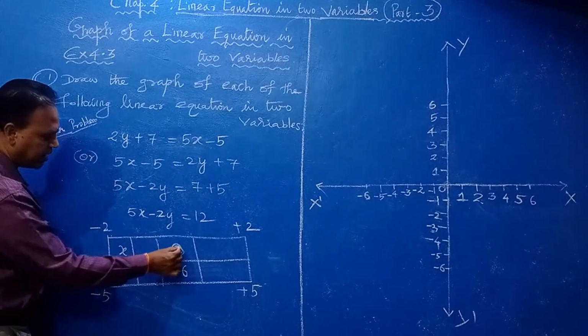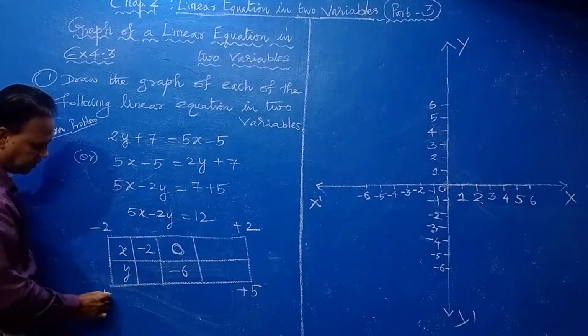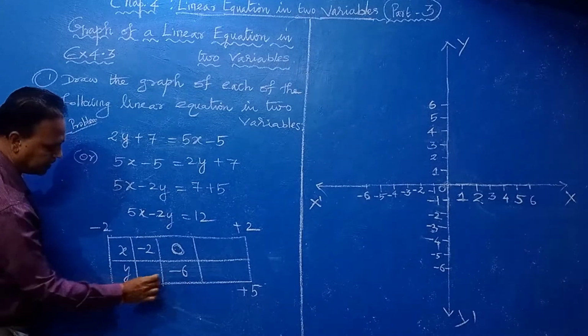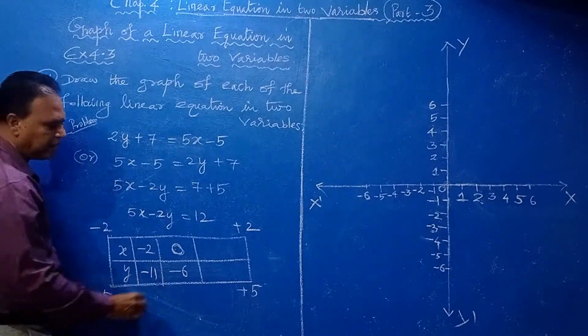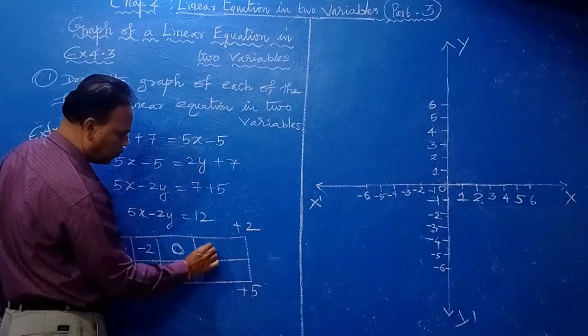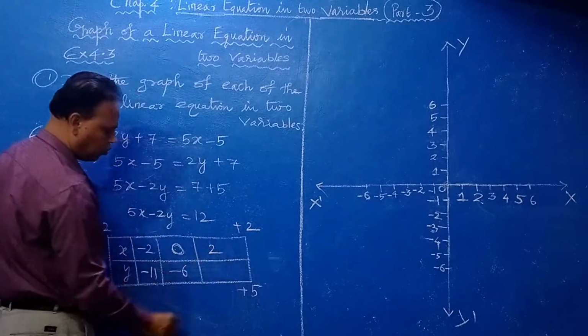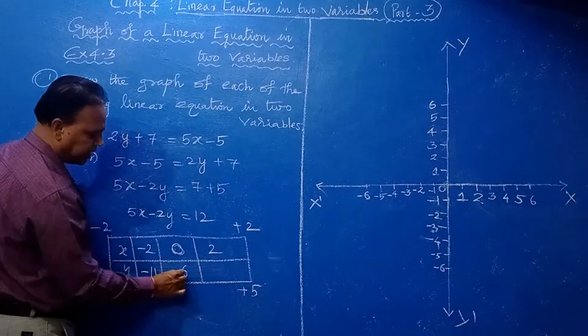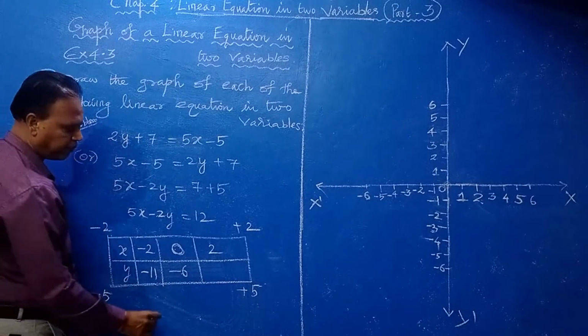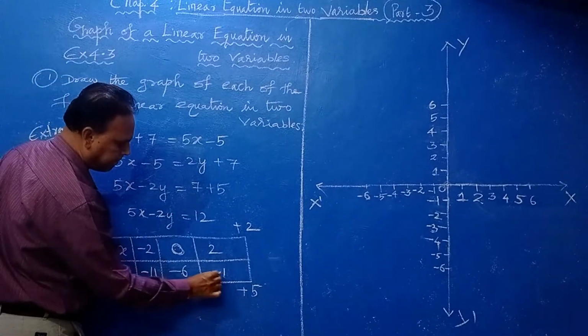Now, you just add minus 2. Here minus 11, minus 5, minus 6 is minus 11. Here add 2, here minus 6 plus 5 is minus 1.